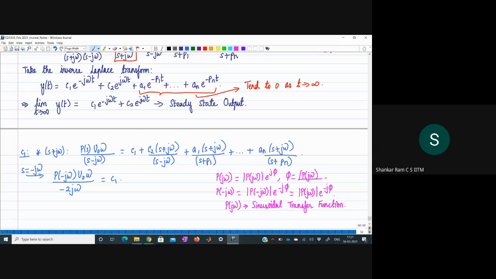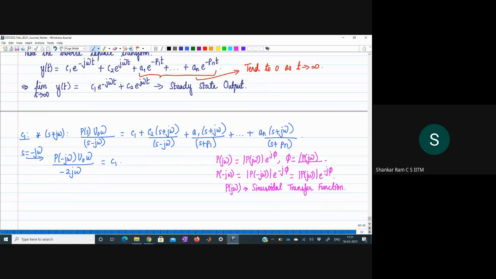So when we substitute s equals j omega, the quantity that we get is going to be a complex valued function, and that is what is called a sinusoidal transfer function. So we are going to express P of minus j omega in terms of its magnitude and phase. So this implies that C1 will be equal to P of minus j omega, which can be written as magnitude of P of j omega e power minus j phi, u naught divided by minus 2j.